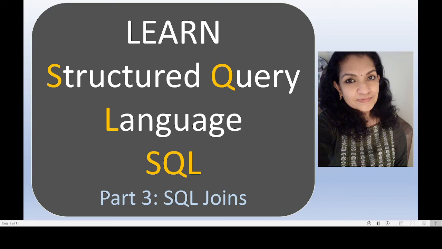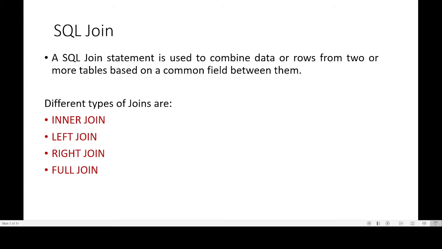Hello everyone. In this video, we will learn about SQL joins. An SQL join is a statement used to combine data or rows from two or more tables based on a common field between them. There are various types of join present in SQL: inner join, left join, right join, and full join. We will see them one by one.